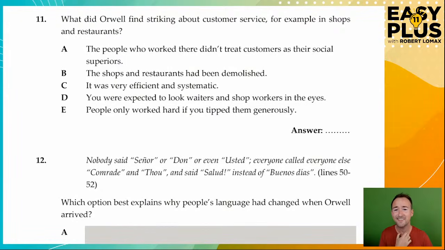The people who worked there didn't treat customers as their social superiors. Okay, what does that mean? So the people who worked there, so, probably waiters particularly and so on, didn't treat customers as their social superior. What's a social superior? Well, it's someone you look up to because of their status. So this is the kind of thing that was stronger in the old days. So for example, if someone was Sir What's-His-Face or Lady Muck the Duck, you might defer to them and look up to them and do what they told you.